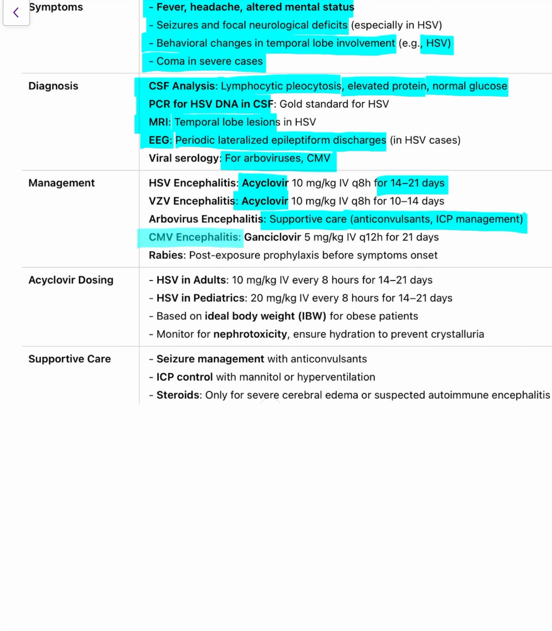For CMV encephalitis, we can go with ganciclovir, 5 mg per kg IV BD for 21 days. Rabies post-exposure prophylaxis is a must, like vaccination and IVIG. Once the symptoms have occurred, there is 100% mortality, as I said.